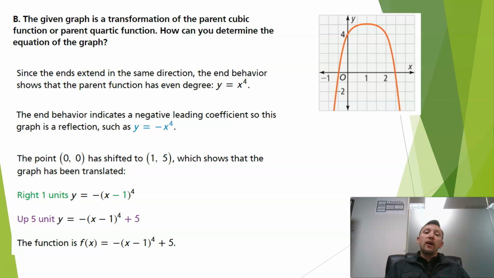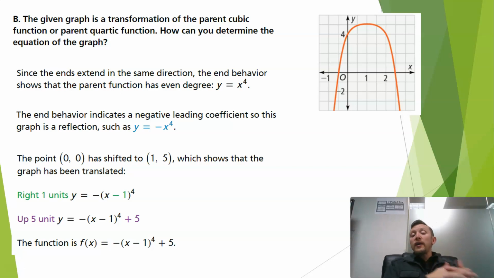Now, the right side of the graph is going down. So if the end behavior on the right side is going down, that means that the leading coefficient has to be negative. So it would be y equals negative x to the 4th. So then we can look to see, well, where's the vertex? The vertex looks like it's at the coordinate where x is 1 and y is 5. So it's moved to the right 1 unit and up 5 units.